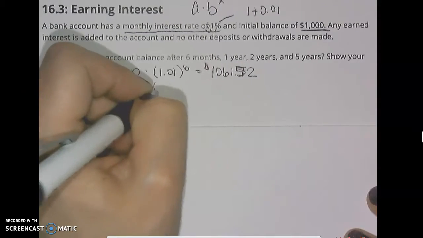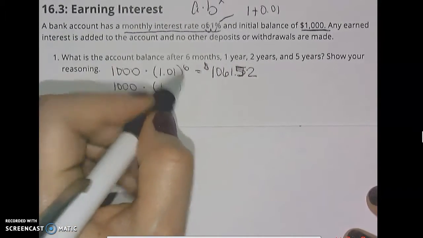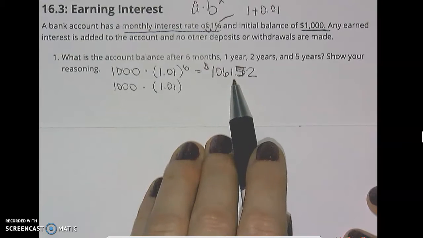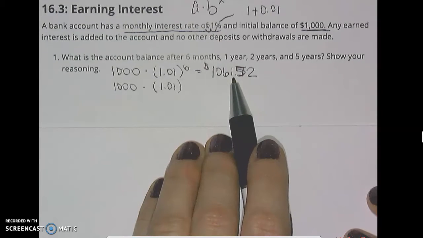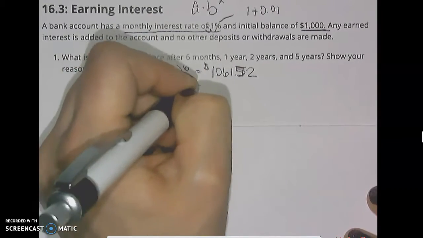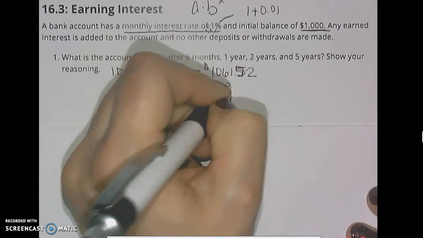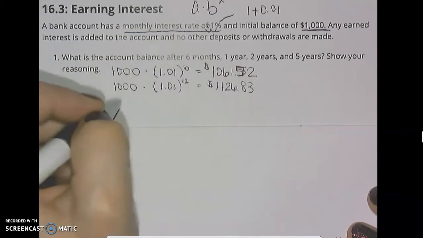It asks for 1 year. Now we can't just put 1 in there because that's going to be a smaller number than this. If you're gaining interest, it wouldn't make sense that your amount of money would go down the longer you have it in the bank if you're not depositing or withdrawing any other money. So this would need to change into months. There are 12 months in a year. That's going to give us $1,126.83.